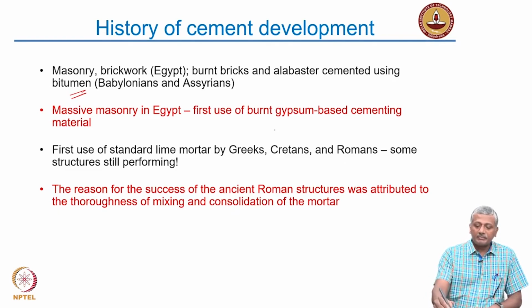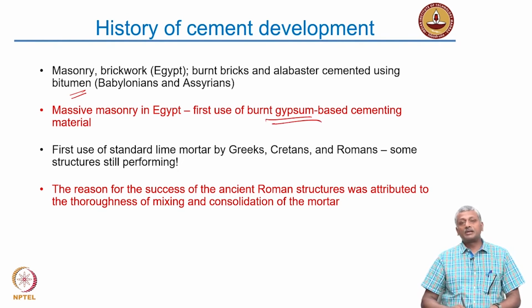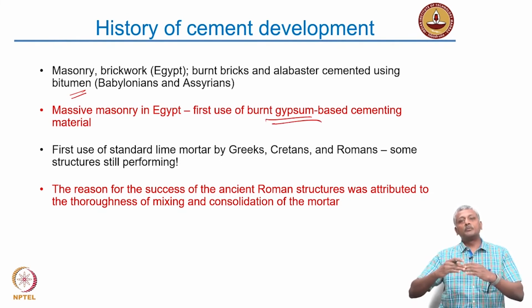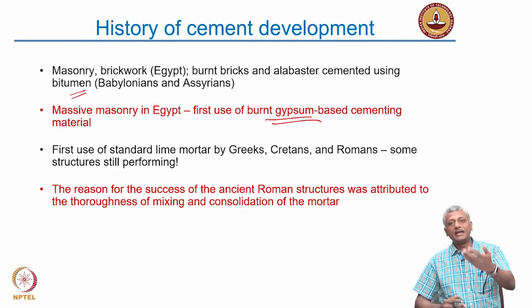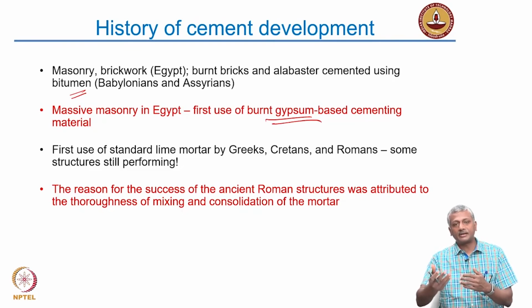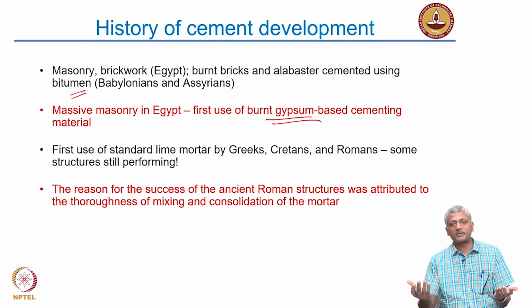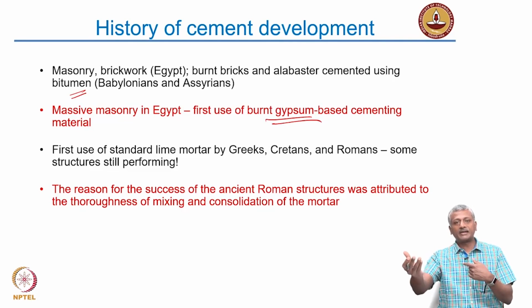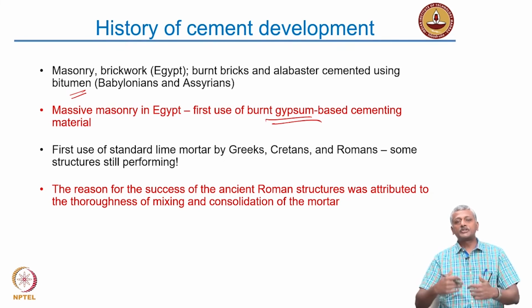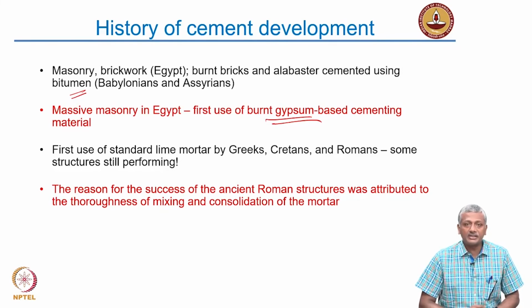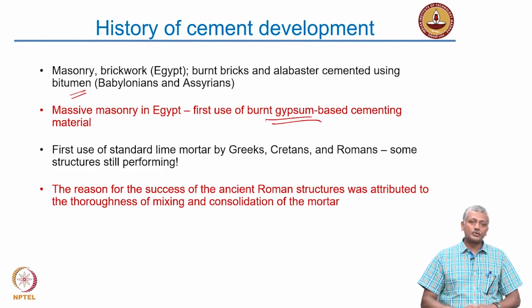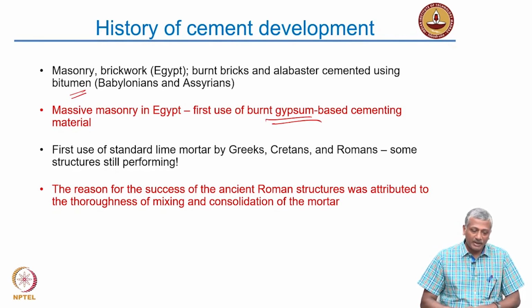Then of course, burnt gypsum based cementing material was used in Egypt. When you burn or heat gypsum beyond 100 degrees Celsius, what happens? It converts to hemihydrate and then to anhydrite. Hemihydrate is commonly known as plaster of Paris. When you mix water back with the anhydrite or hemihydrate, it converts back to gypsum and starts gaining some strength. So, in massive masonry in Egypt, there is some evidence of the use of burnt gypsum based binding materials.